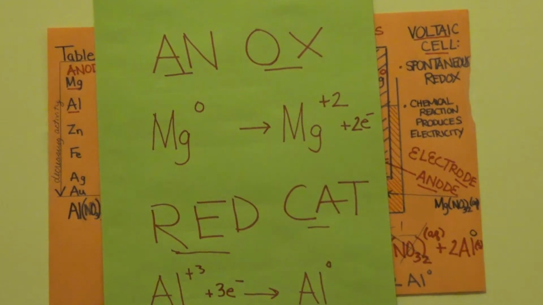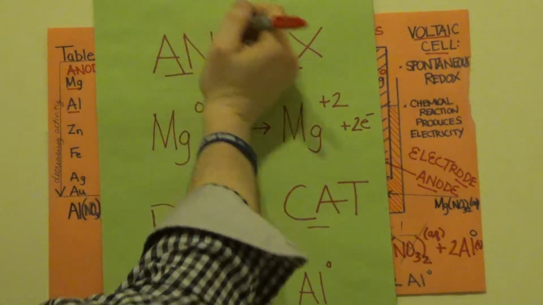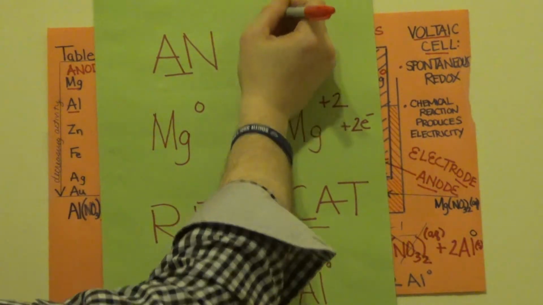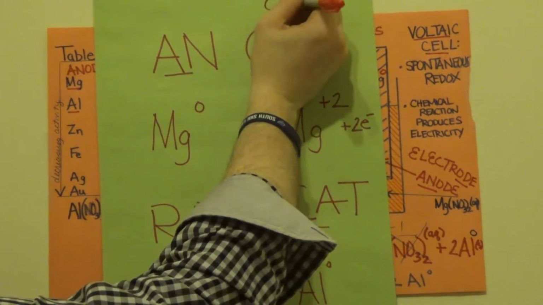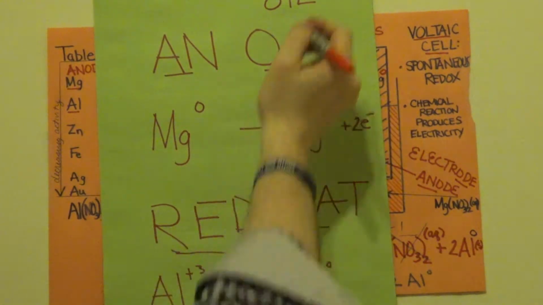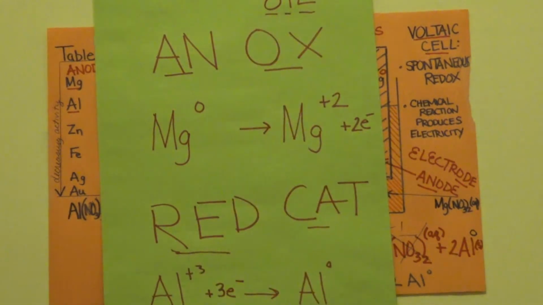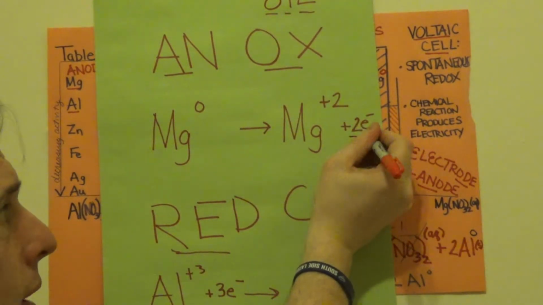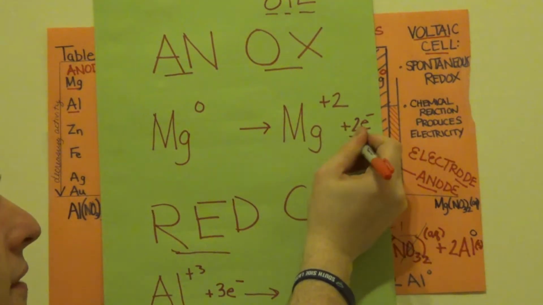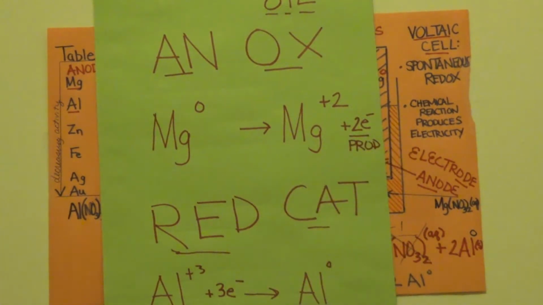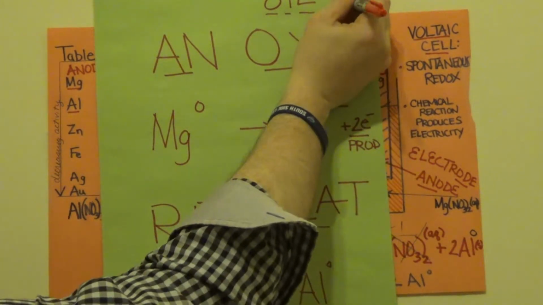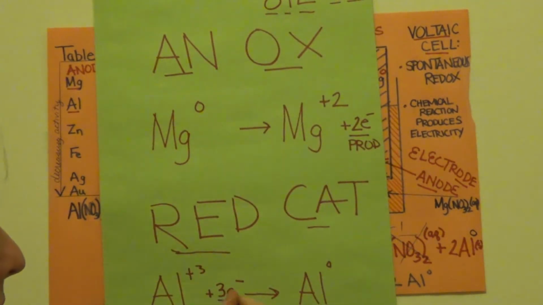Now, let me point something out to you. We know, I think you remember, that when you say oxidation, we have oil and we have rig. Oil, rig. Remember, this says oxidation is losing electrons. And that makes perfect sense to us because these electrons are on the product side, where they should be. Whereas here, rig, reduction is gaining electrons, and that thus makes sense that the electrons are on the reactant side. Reactant is gaining, product is losing.